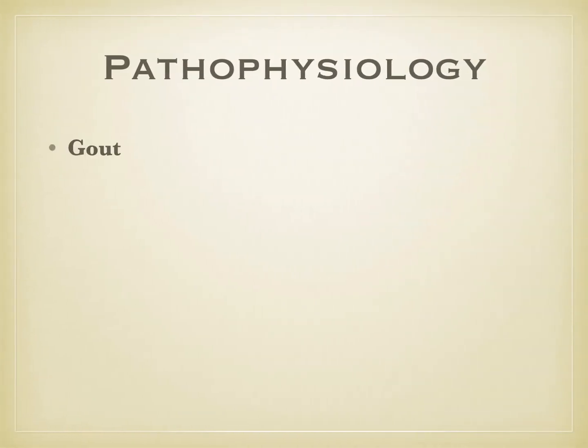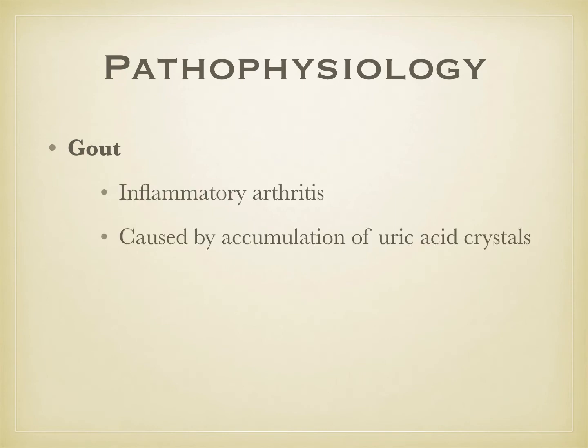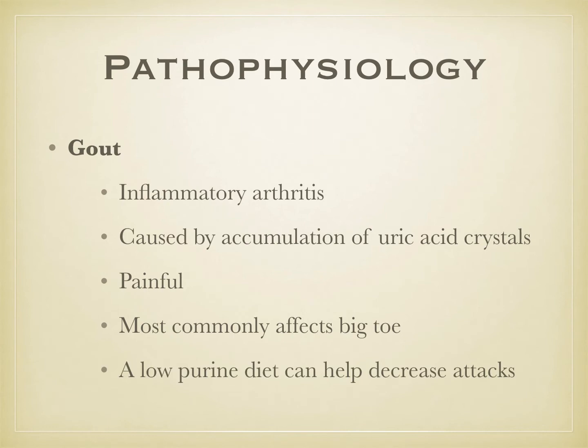Gout is a type of inflammatory arthritis and is caused by the accumulation of uric acid crystals within joints. Gout is extremely painful, often too painful to touch, and is red, purple, and hot. This form of arthritis most commonly infects the big toe, but can appear in other joints as well. A diet low in purine and alcohol can help to decrease attacks.